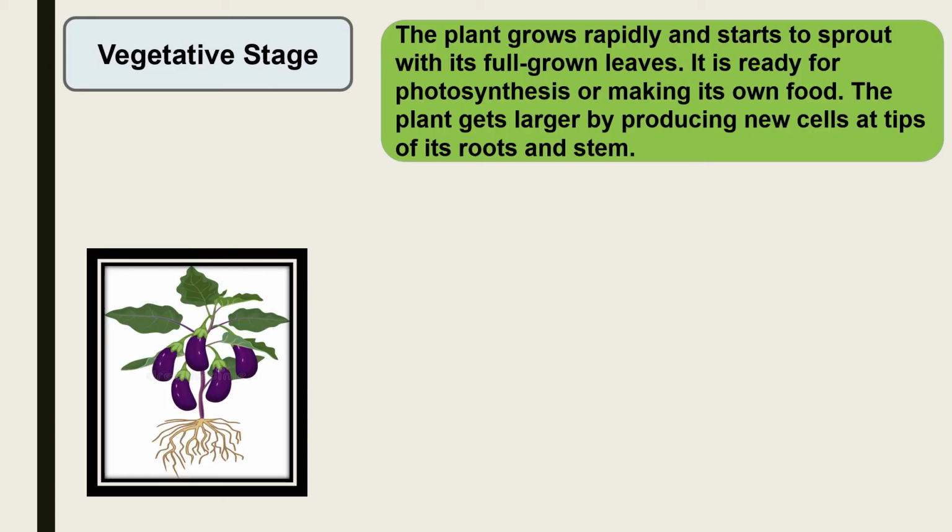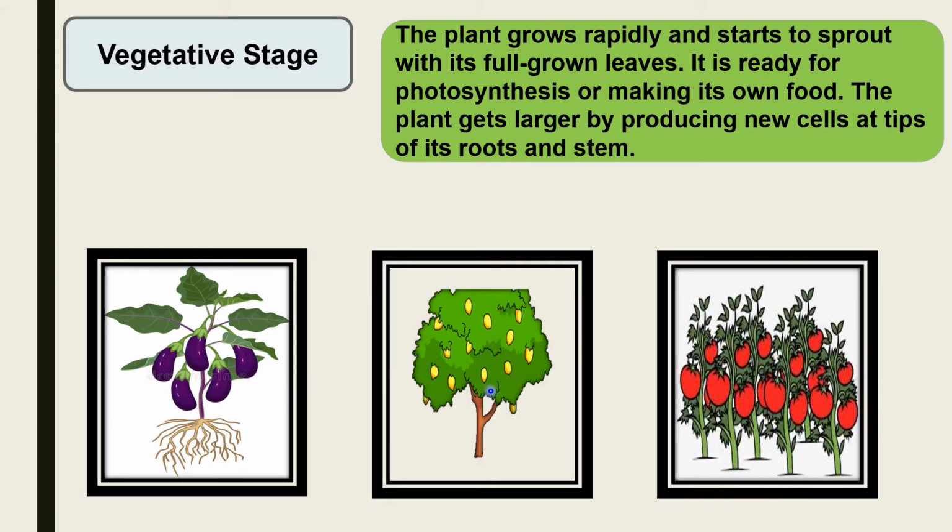Vegetative stage. What is the vegetative stage? The plant grows rapidly and starts to sprout. With its full-grown leaves, it is ready for photosynthesis, or making its own food. The plant gets larger by producing new cells at the tips of its roots and stem. These are examples of the vegetative stage: the eggplant, the mangoes, and the tomatoes.